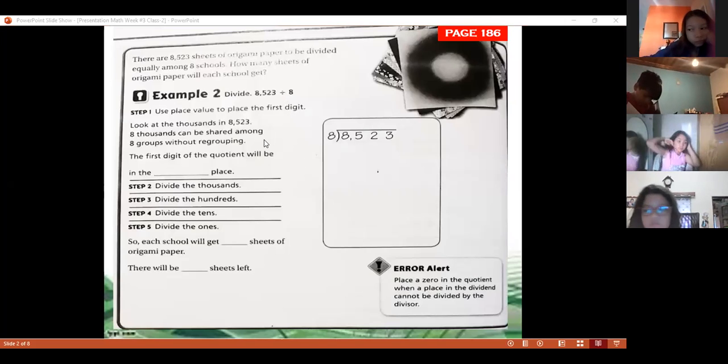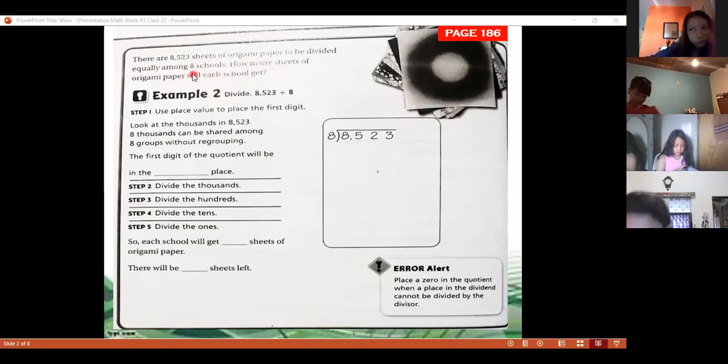It says that there are 8,523 sheets of origami paper to be divided equally among 8 schools. How many sheets of origami paper will each school get? So we need to answer this question. How many sheets of origami paper will each school get?